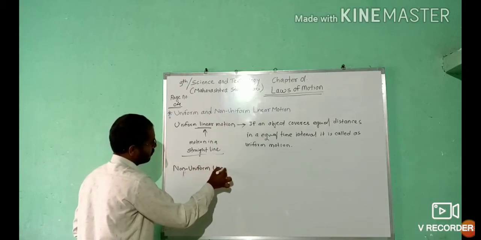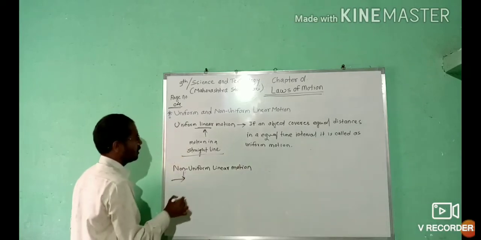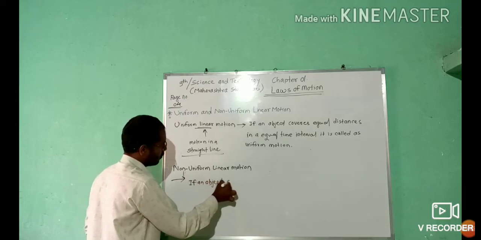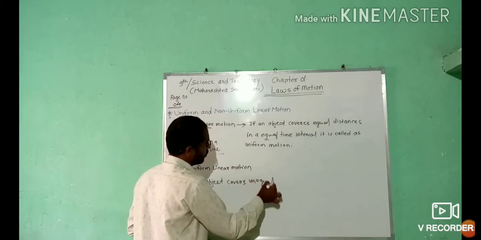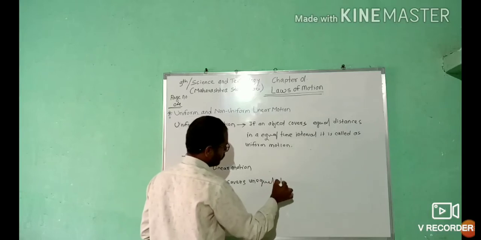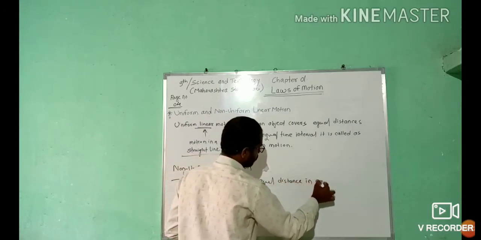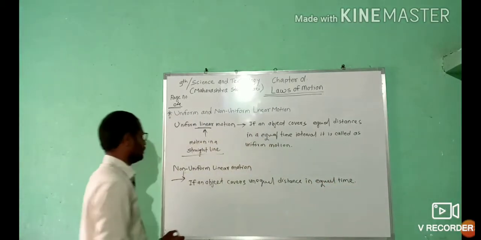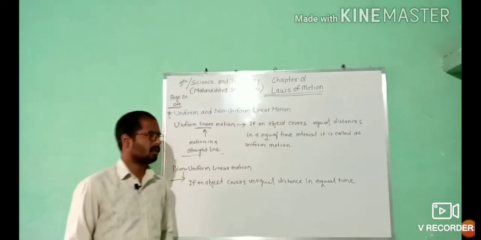Non-uniform linear motion. So that is, if an object covers unequal distance in equal time, okay, so it is called the non-uniform linear motion. Got it? Okay, so let's take another example.